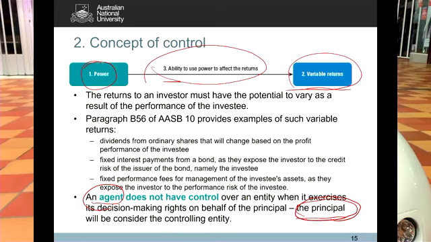Why do we care who has the control? Because it will eventually decide who will do the consolidated financial statements, right? The agent, if they are delegated the rights, doesn't need to consolidate the subsidiary. But the principal who delegates the agent will need to do that. That's why we need to decide who has the control. All right?